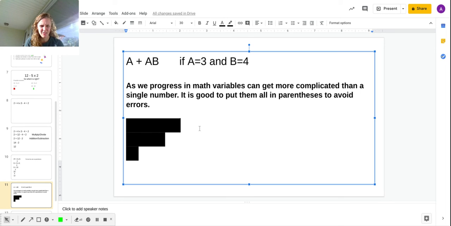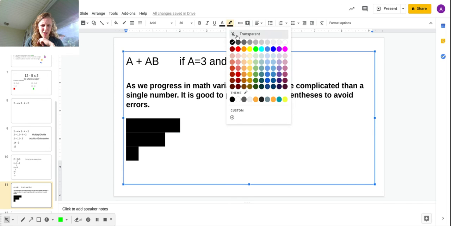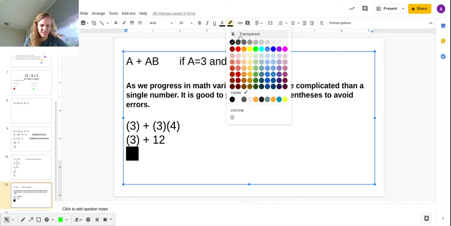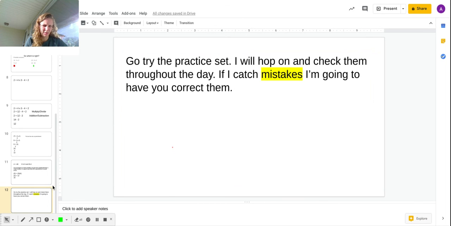But yeah, as we progress in math, the variables are going to get more complicated than just a single number. So what we're going to do is put our little puppies in parentheses. So we're substituting in for a, which is 3 in parentheses, plus 3 times 4, or like 3 and 4. But those two next to each other means you multiply them. Okay? So what we're going to do first is multiply. So we take our 3 times our 4, which is 12. And then we can add now. So 3 plus 12 is 15, if I'm not mistaken.